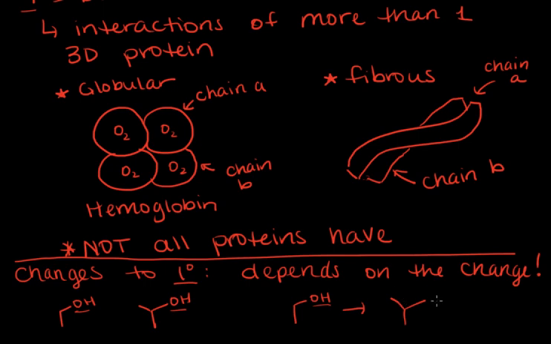If it's a big change, it changes everything. Every level. Because changing the interactions is going to change the side chains, of course, which is going to change the secondary structure, which is going to change the tertiary structure, which is going to change the quaternary structure. And we're going to go over some more examples of this during class.